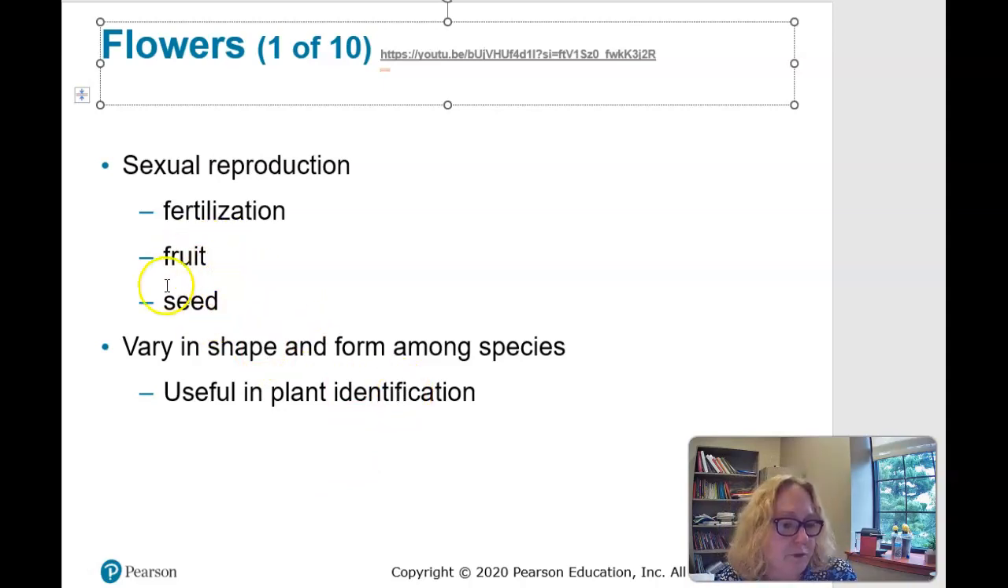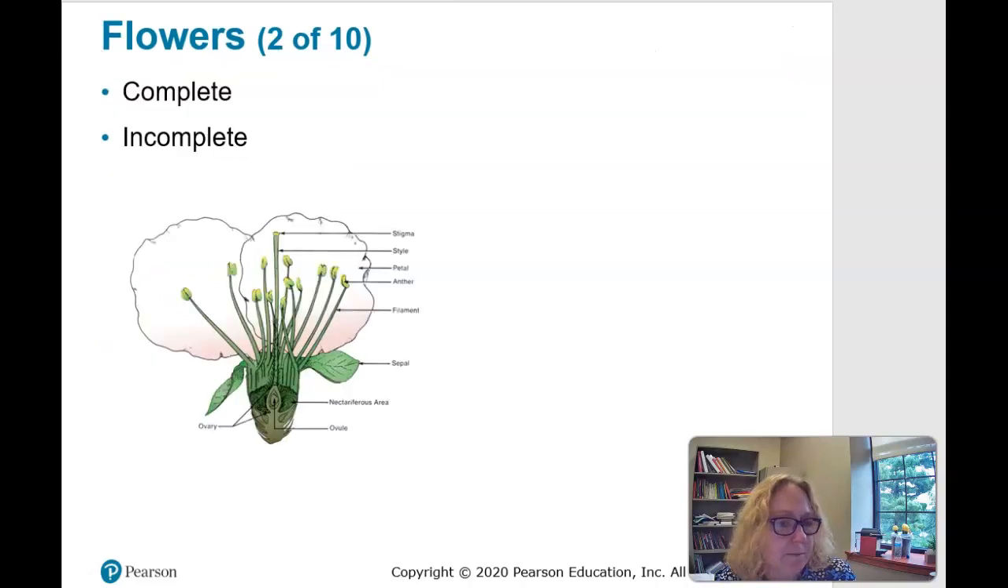It's essentially the fertilization, the fruit, the seed, and it varies in shape. There are two types of flowers, complete and incomplete. Complete means the boy parts and the girl parts and all the parts are there. So it can self-fertilize. If it can't find anyone else to fertilize, it can occasionally fertilize itself.